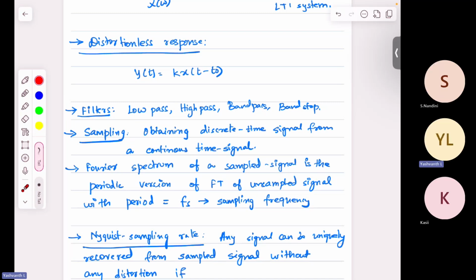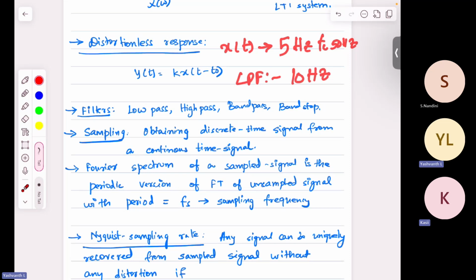Let's say, for example, the input signal x of t has a frequency content from 5 hertz to 50 hertz. Now if I use a low pass filter of, let's say, 10 hertz, then the output content will be only from 5 hertz to 10 hertz. That's called a low pass filter.